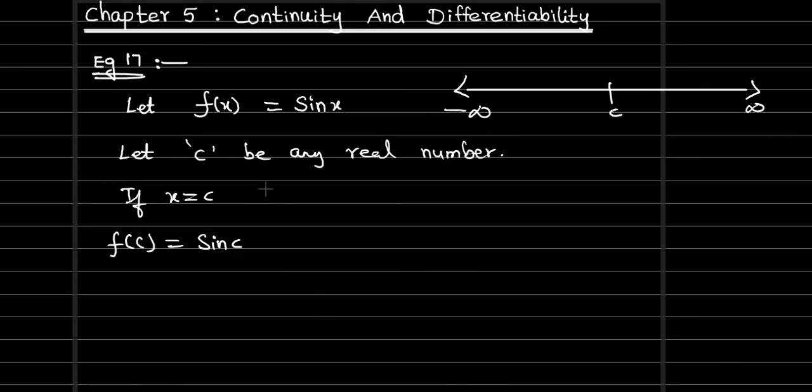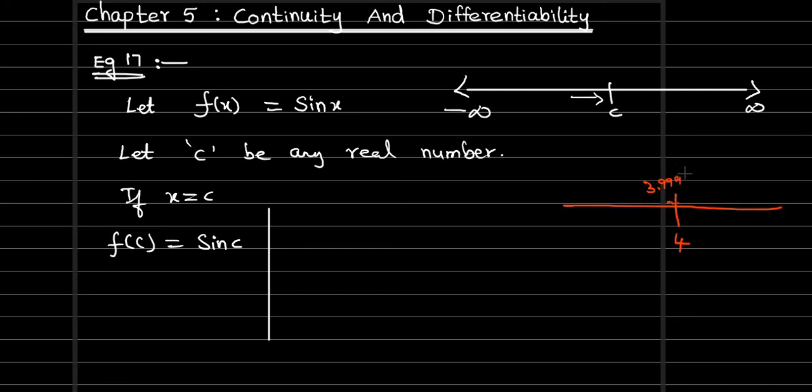Now, if the limit is approaching towards c from the left hand side, so left hand side close values. Just for explaining purpose, I am going to take c as 4. Just for understanding, I am taking c as 4. Now, close values of 4 like 3.999. Such type of values are very close to 4.